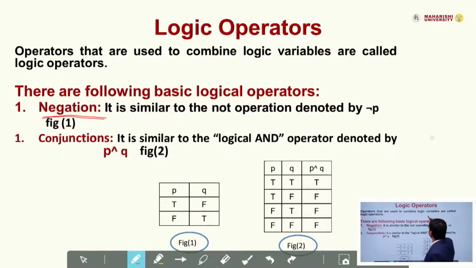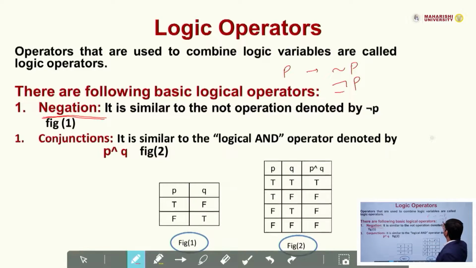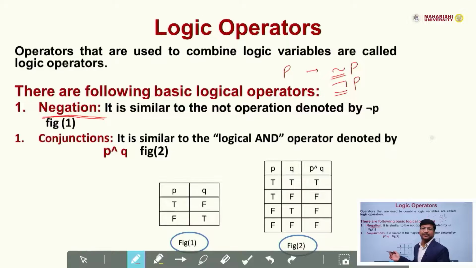So if P is a proposition, then its negation is denoted by negation of P. This symbol or this symbol is used to denote negation. Now, what does negation mean? Every proposition has a truth value, as we have already discussed, a statement which is either true or false. Therefore, every proposition has two values. The first one is true and the second one is false.